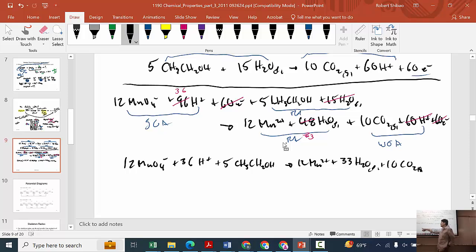And let's double check if it's still balanced. 12 manganese, 12 times 4 is 48 oxygens plus 5 is 53 oxygens. 33 plus 20 is 53 oxygens. 36 hydrogens plus 10 times 6 is 30, so 66 hydrogens. 33 times 2 is 66 hydrogens. And then oxygens we already did. So the atoms are balanced and the charge is balanced. So 12 times minus 1 is minus 12 plus 36 is plus 24. And then 12 times 2 is plus 24. So it's balanced. So this would be good.